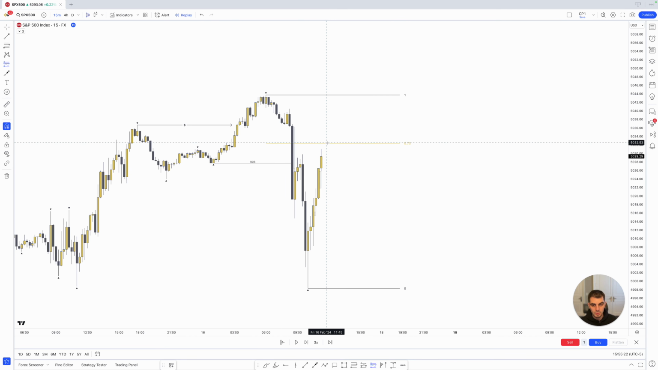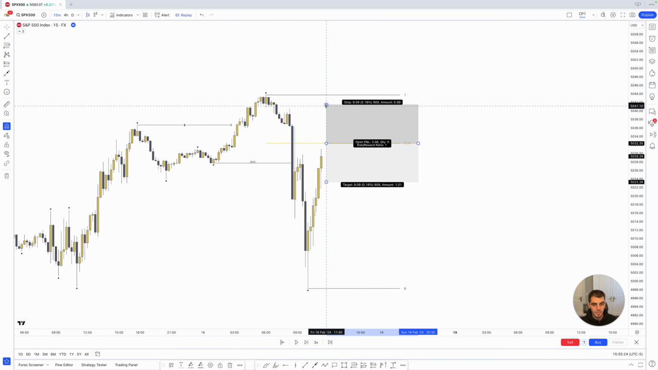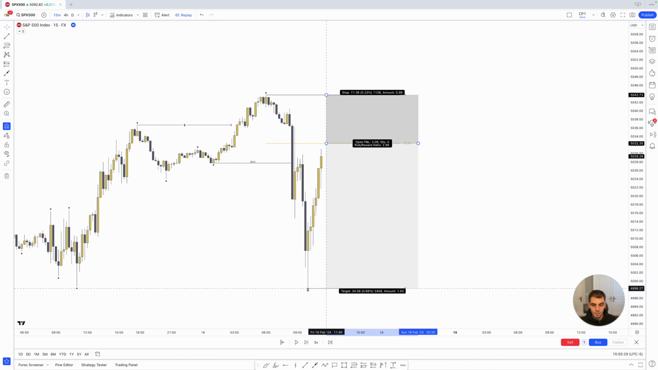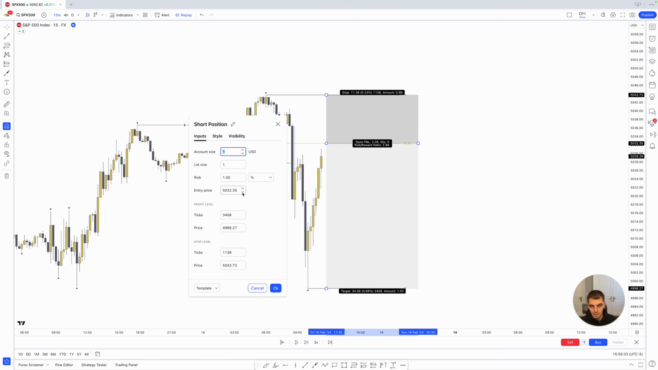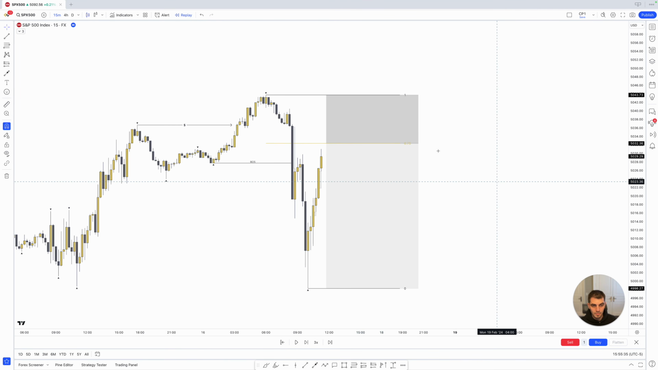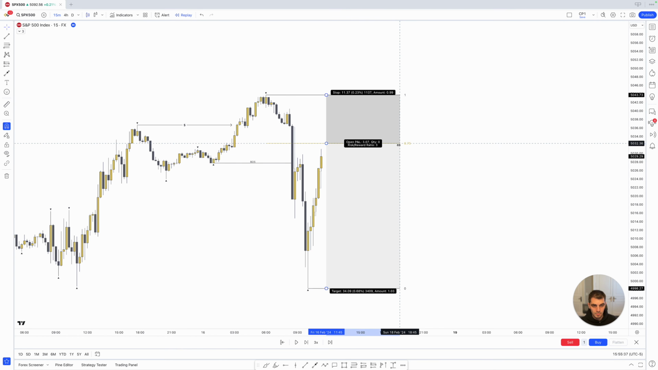So let's set up a short position here and see what happens. Stop loss at the high, take profit at the low, and of course the entry right in the middle there. Let's tweak the entry so we can get an even 3R. There we go. And we'll play price forward and see what happens.